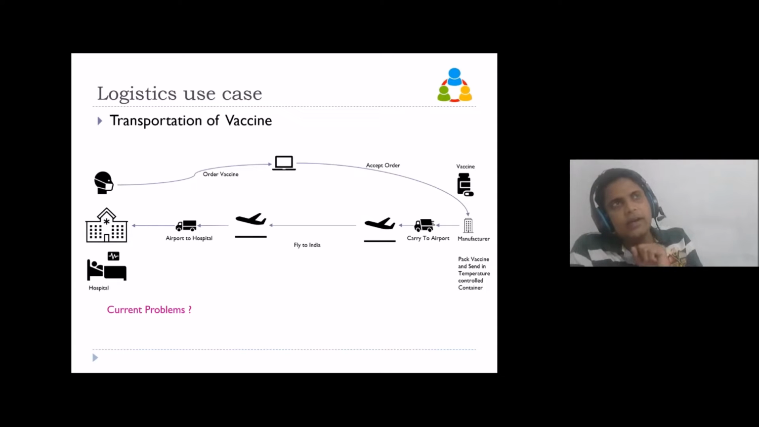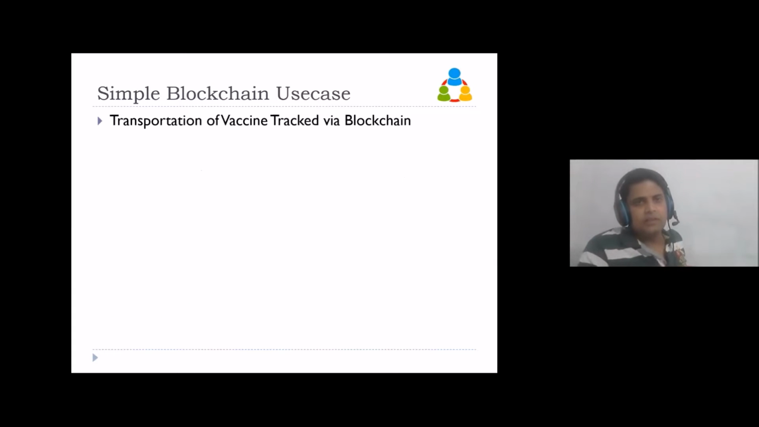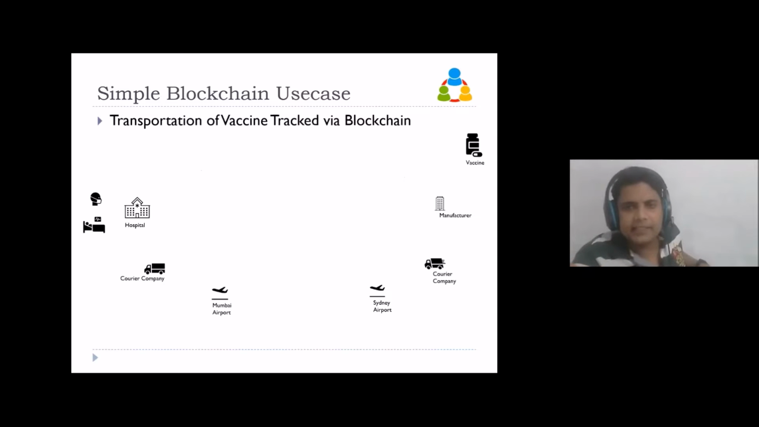Okay, so let's see what happens when all these entities, all these organizations, are part of a blockchain network. Let's see the difference, and then probably you will be able to realize how this technology can help solve the problem of trust. Okay, so these are all the entities who are currently participating in this transportation of vaccine from manufacturer to the hospital.